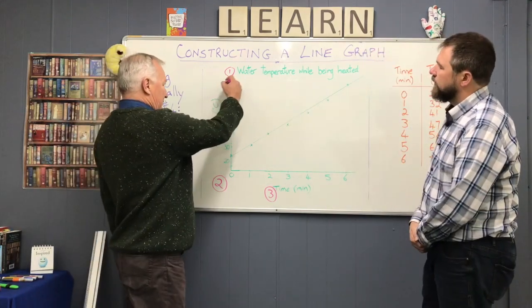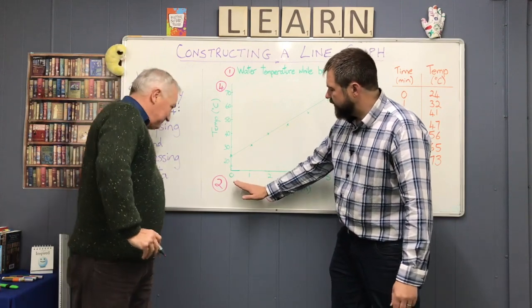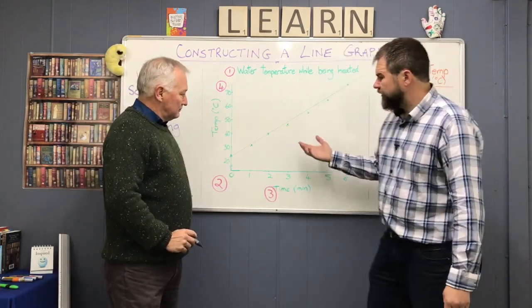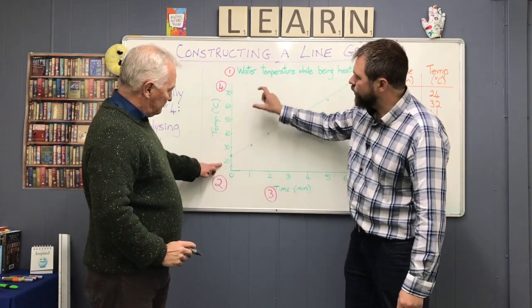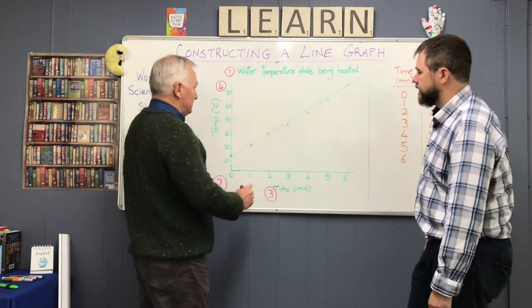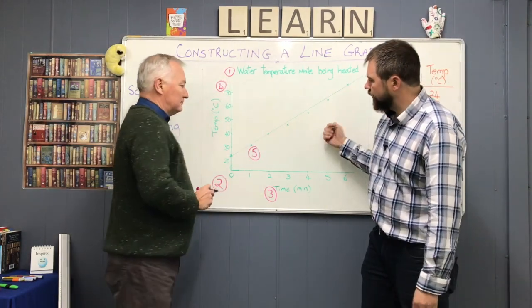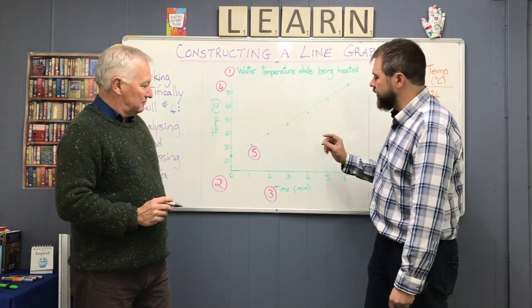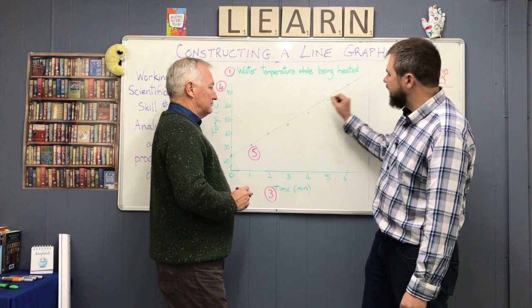Excellent. And then the fourth one was? Our scale. We start at 0, then we go across, and if we don't start at 0, we start the number and we go evenly up the whole way so that our numbers are evenly spaced the whole way up. Excellent. Fifth one was that we put our data points on as accurately as we can. We don't put big dots, we put a nice neat little cross where that data point is.